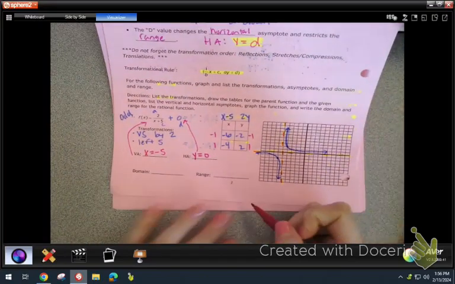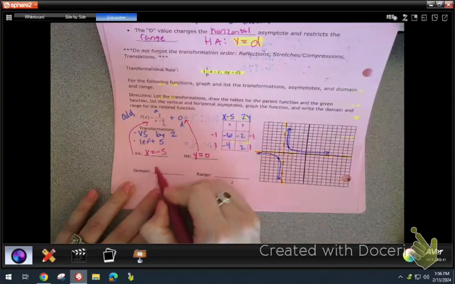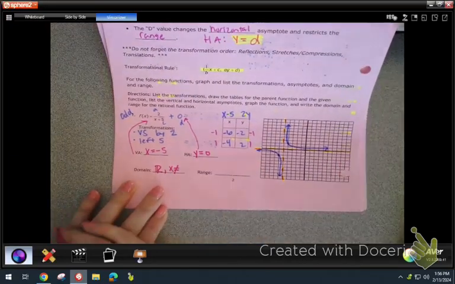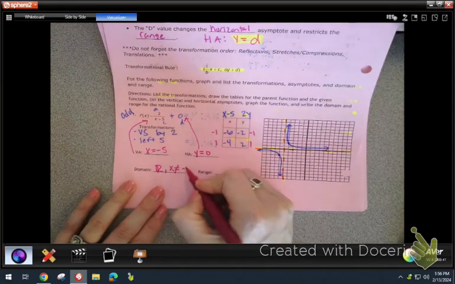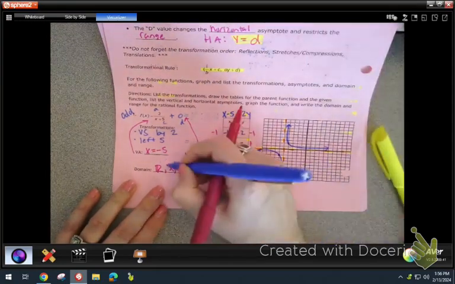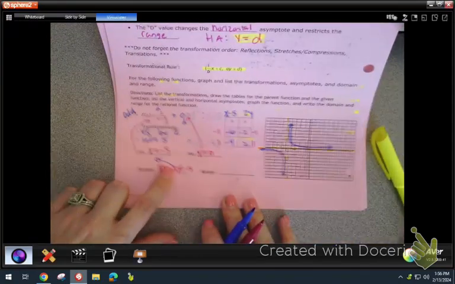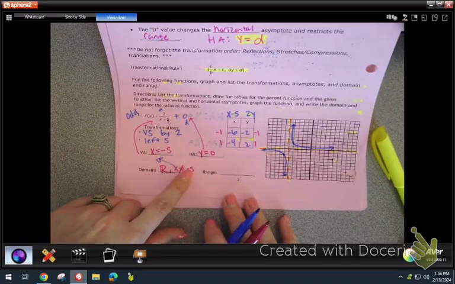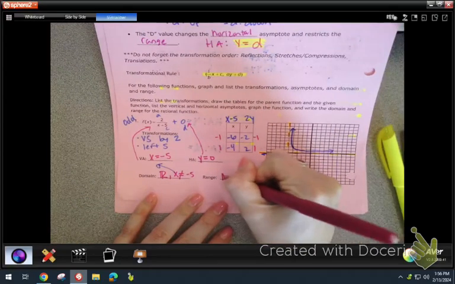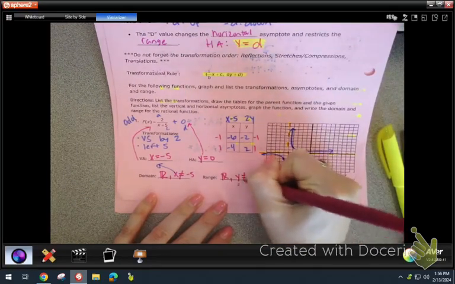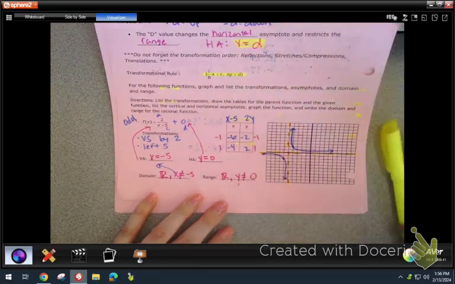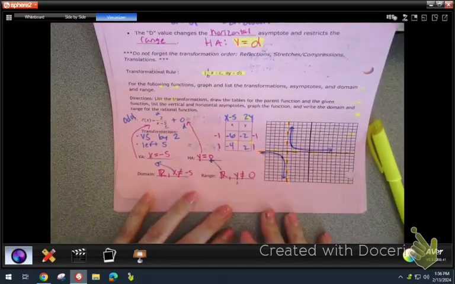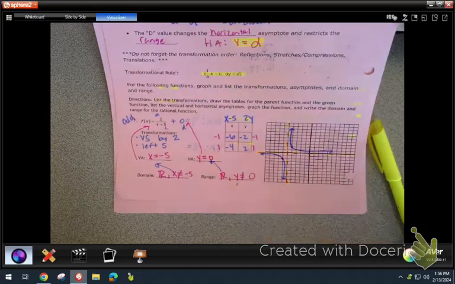So my domain can be anything except what? What can x not equal? -5. And here's what's helpful to remember that. Vertical asymptotes are written as x equals. Domain's always talking about x. So these numbers should always be matching. For range, it's anything except for what can y not equal? 0. And again, that comes from your HA. Okay? And we really only do range today. So there's your first graph.